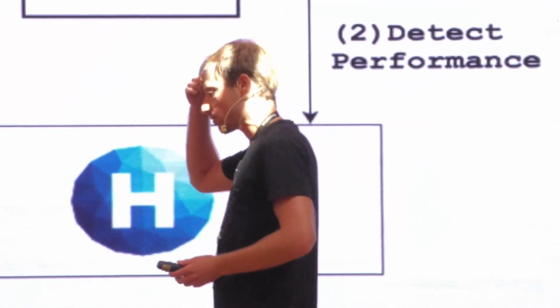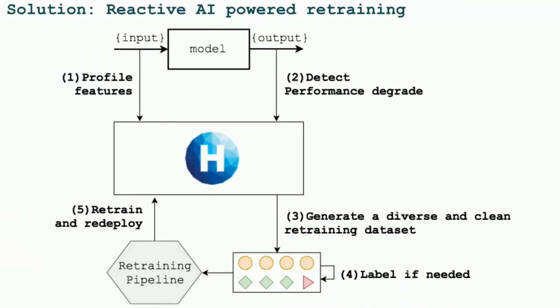And what we propose has no coined name yet. It's basically an automation of that stuff using algorithms for monitoring. So we profile features in production. When we detect a performance degradation, we generate, as far as we know all the statistical properties of our data, diverse and clean retraining data sets.